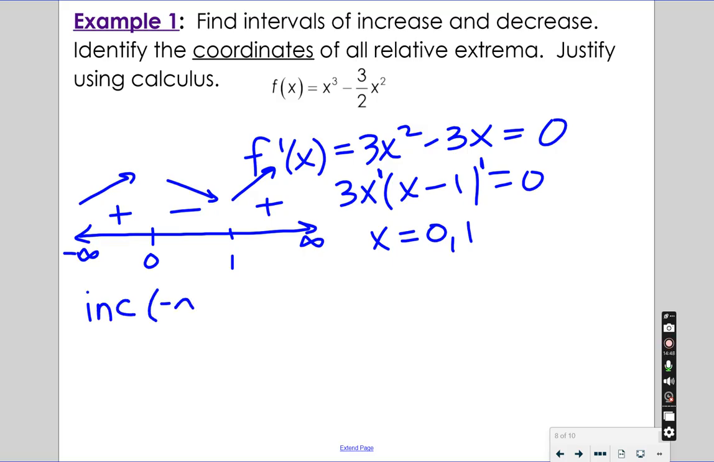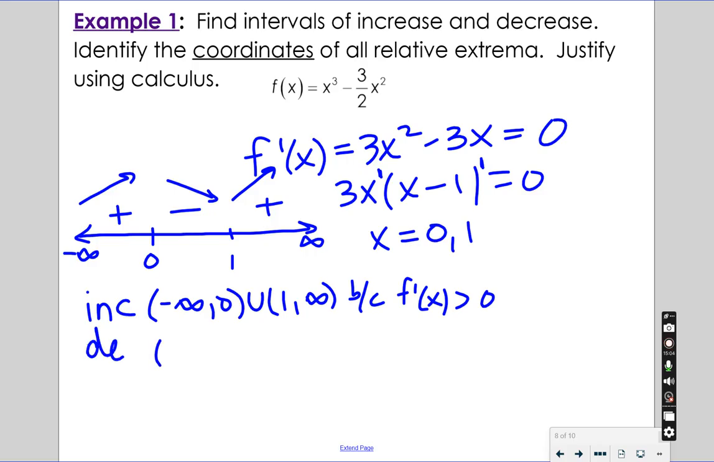Increasing, you said, was negative infinity to 0 union 1 to infinity. It says justify all answers, so I'm going to write because f prime of x is greater than 0. You guys said it was decreasing from 0 to 1 because f prime of x is less than 0.